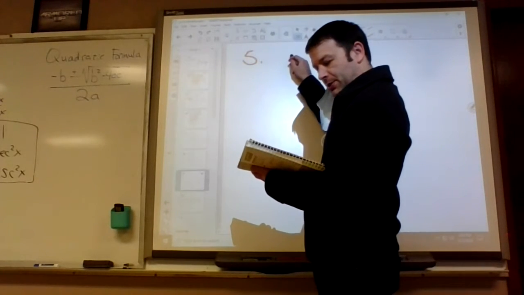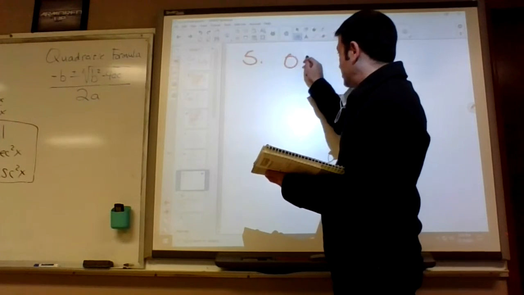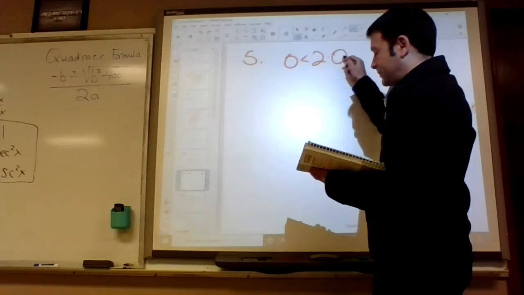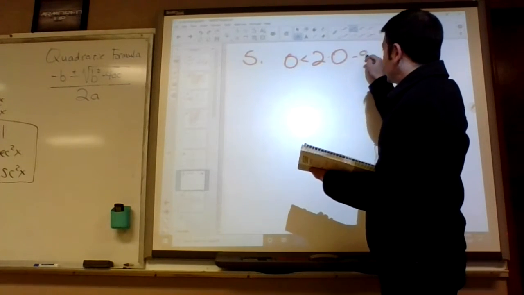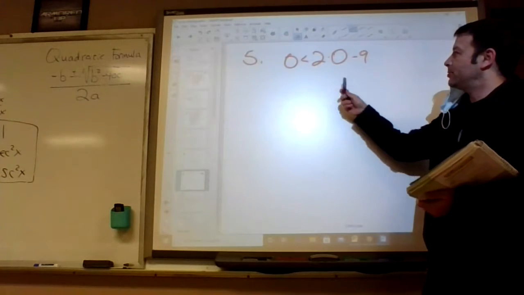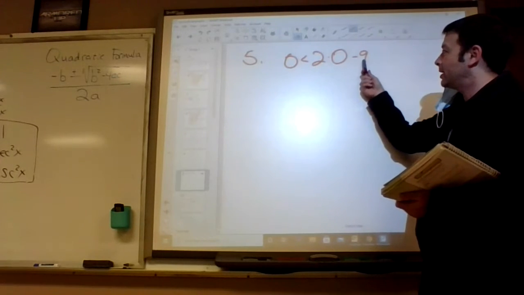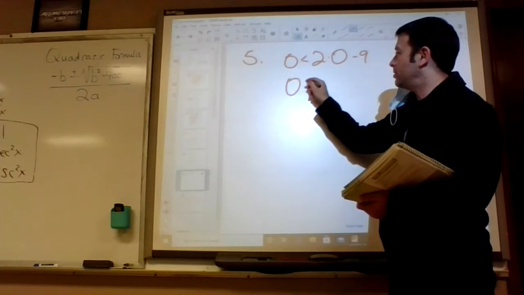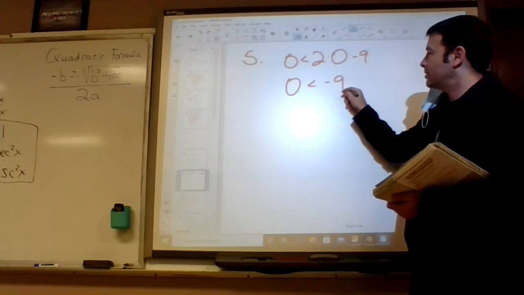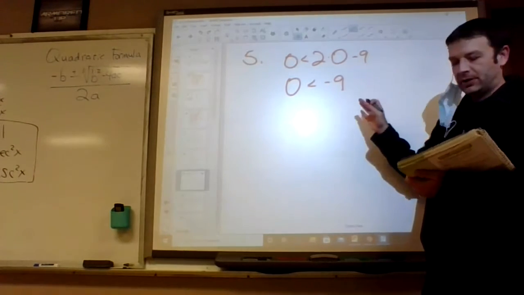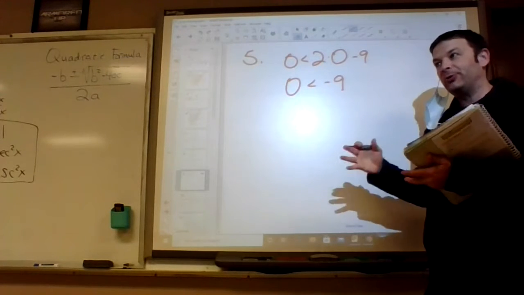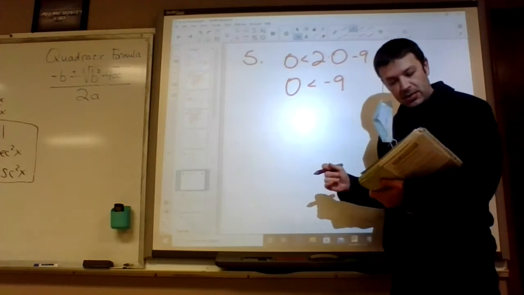If you plug in 0 for the y value and 0 for the x value, looks like this. Is that a true statement? What's 2 times 0 minus 9? Negative 9. Is 0 less than negative 9? No. So A is not a solution, so don't write A down, basically.